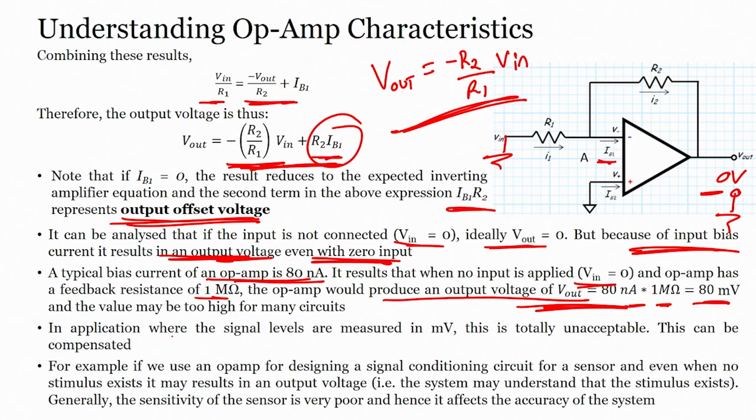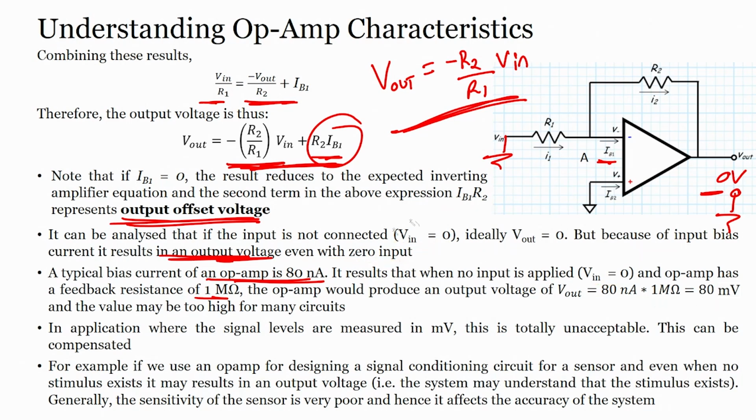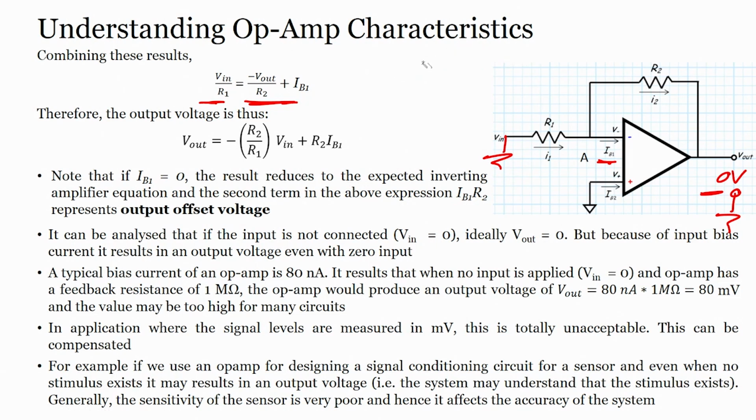Now, in applications where the signal levels are measured in millivolts, this is totally not acceptable. This can be compensated. For example, if I use an op amp for designing a signal conditioning circuit for a sensor, even when no stimulus exists, it results in an output voltage. What does this mean? That when I have input voltage equal to 0, I see there is a presence of output voltage, and this voltage causes some amount of current. These levels are measured in millivolts, but this output voltage of millivolts is there even when there is no input voltage.